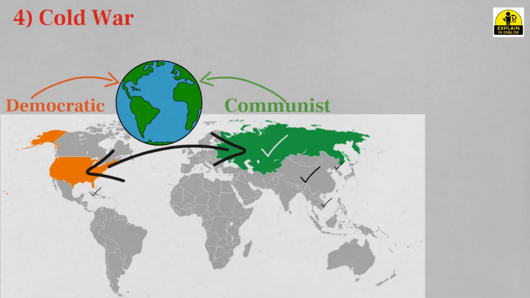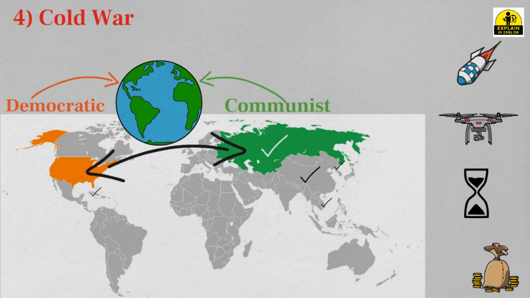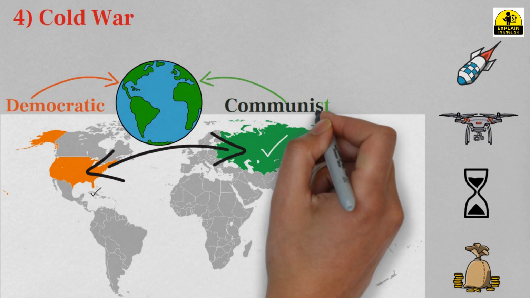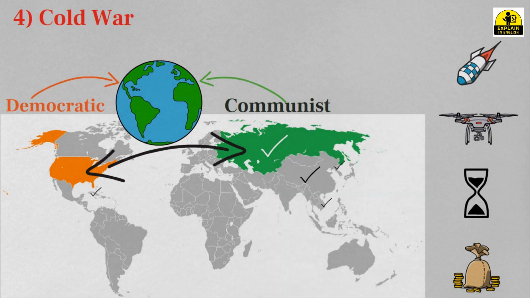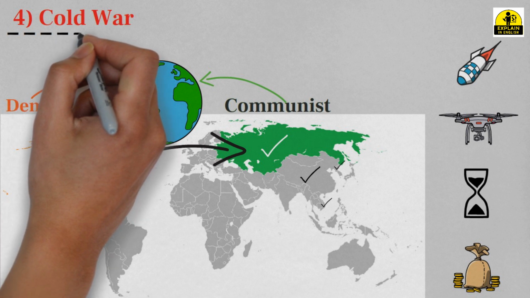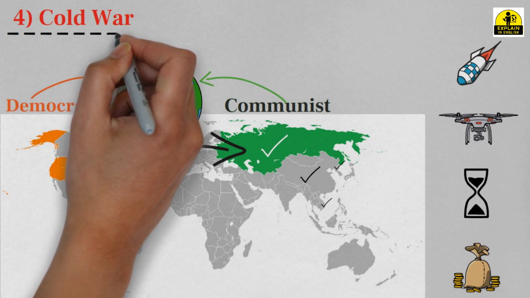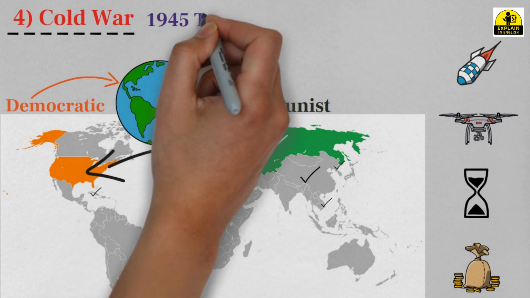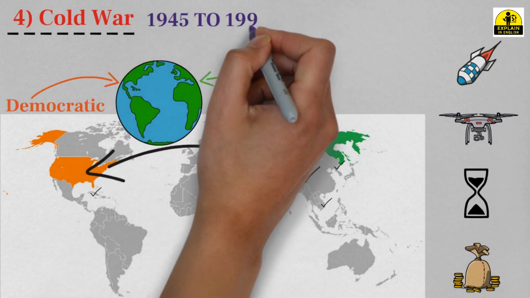It had offered them weapons, technology, materials, other essential things, and even money. And the USSR was offering this to the countries that had communist regimes during the Cold War. The Cold War was not a war of just 1 or 2 years, it lasted for about 45 years. It started immediately after World War II, in 1945, and continued until 1991.